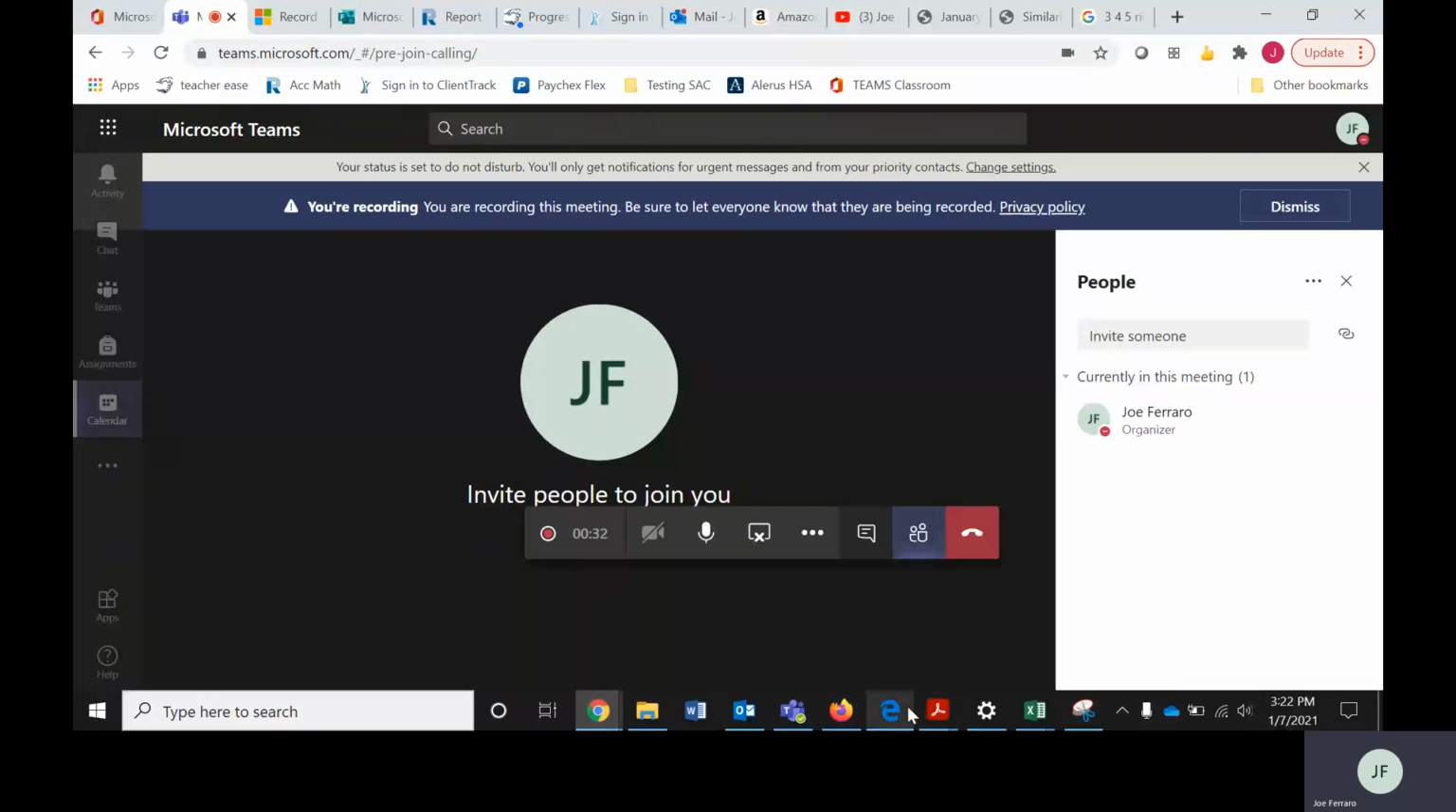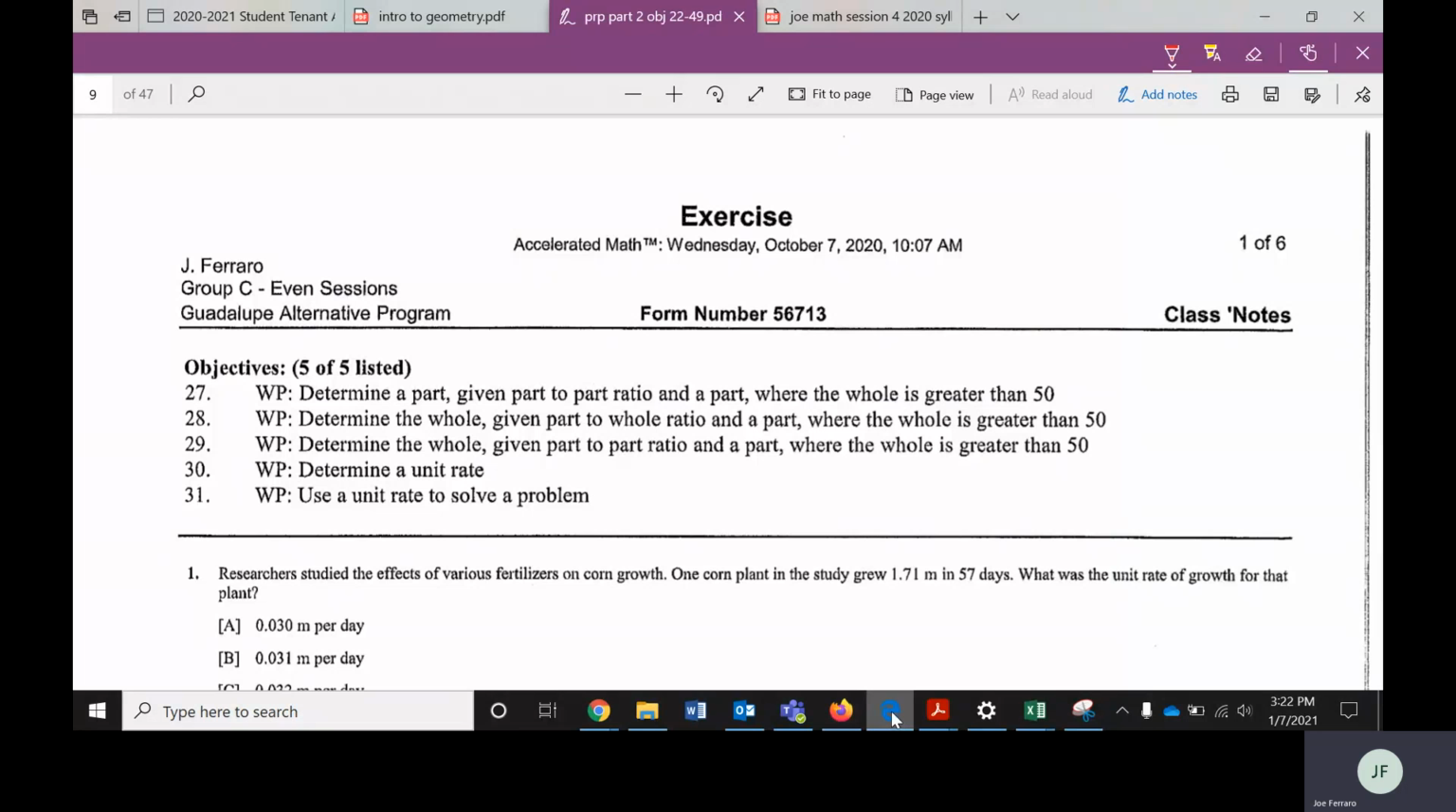Hey, GAP Math students, this is a video for percents, ratios, and proportions, objectives 27 through 31. So open your packets, and you have to turn through a little bit and it'll be on this page, okay?